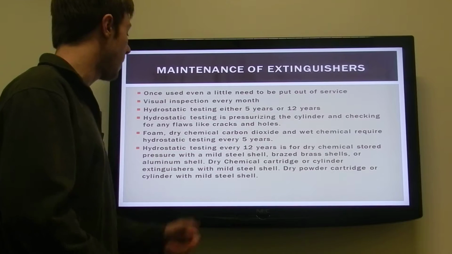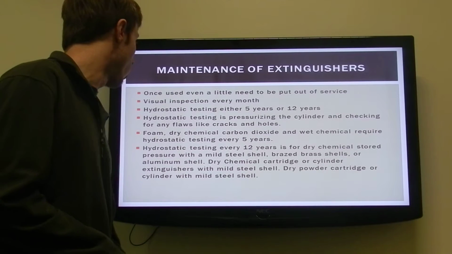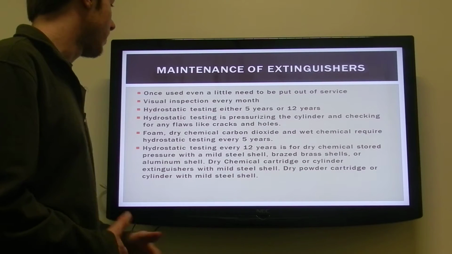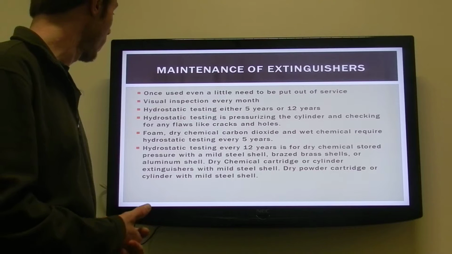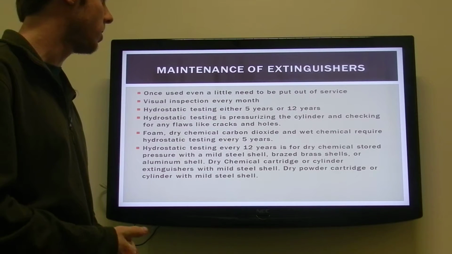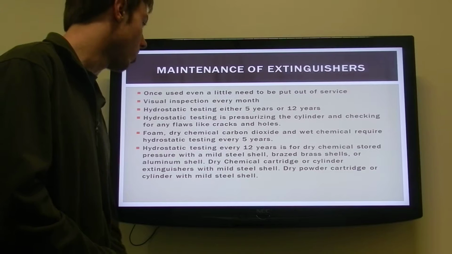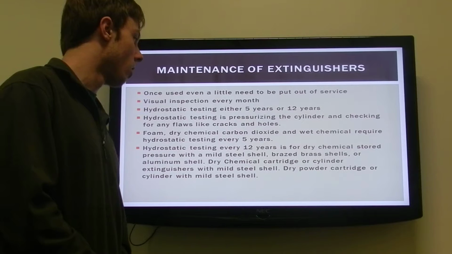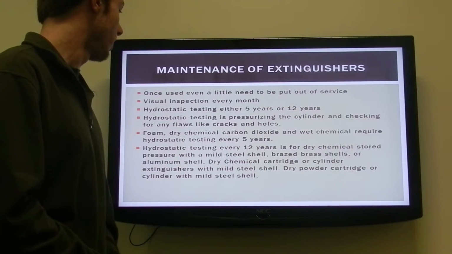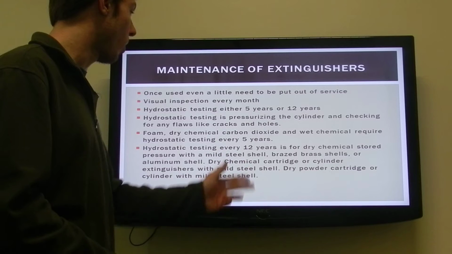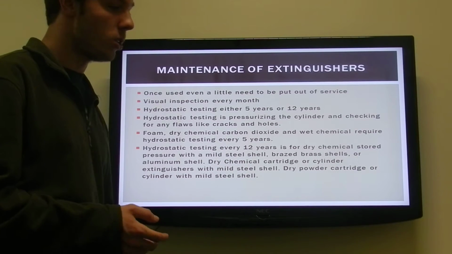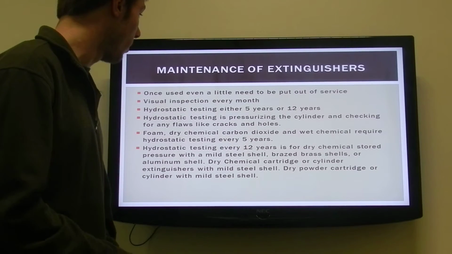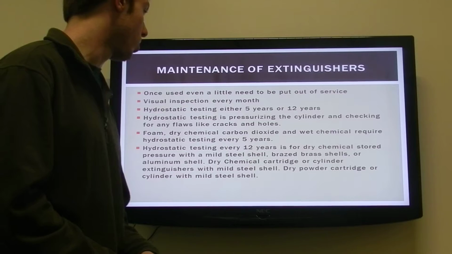And foam, dry chemical, carbon dioxide, and wet chemical extinguishers require hydrostatic testing every 5 years. Hydrostatic testing every 12 years is for dry chemical stored pressure with a mild steel shell, or a brass shell or aluminum shell; dry chemical, cartridge, or cylinder extinguishers with a mild steel shell; and dry powder, cartridge, or cylinder with a mild steel shell. So basically for 12 years, it depends on the shell of the cylinder, mainly for mild steel shells, but hydrostatic testing is mainly every 5 years.